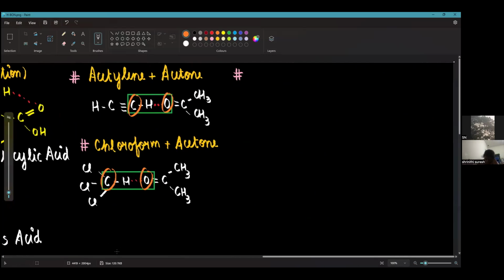Okay, and then you have one more example, that is orthochlorophenol. So orthochlorophenol will look something like this. You will have OH group, and then you will have chlorine, and there will be a hydrogen bond like this. Got it? So this is orthochlorophenol.